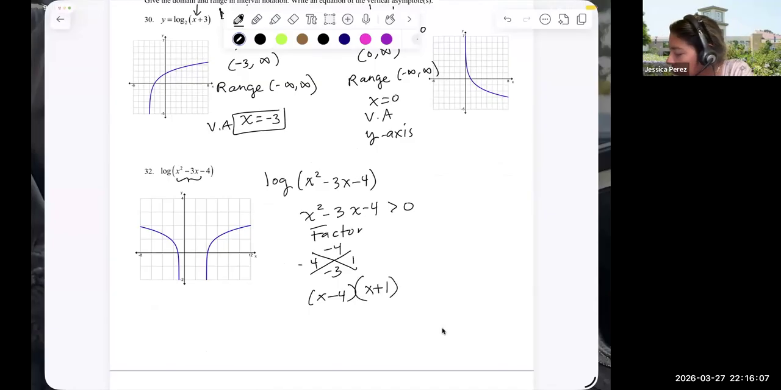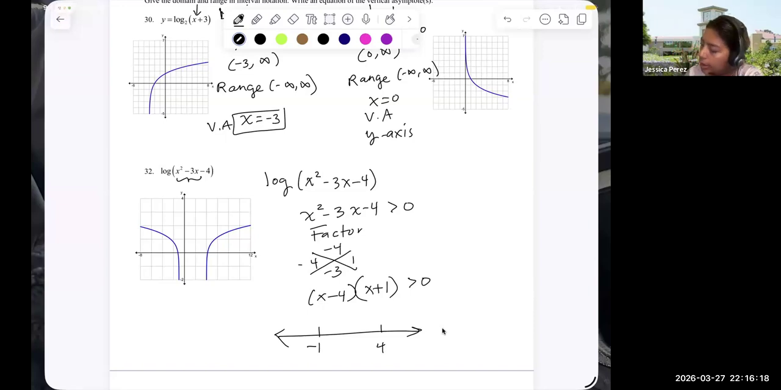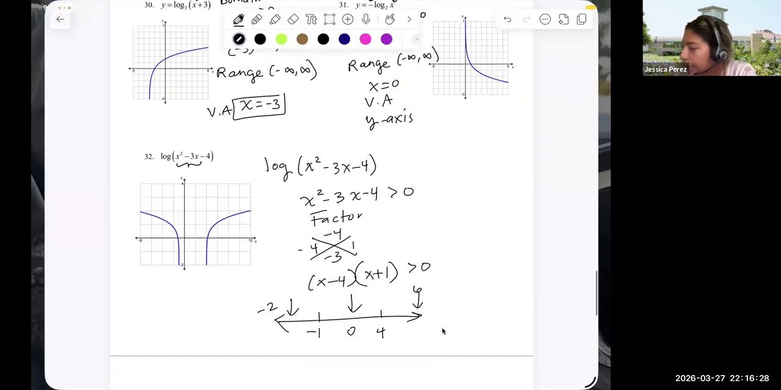These are all boundary points that you're going to be testing. So you're going to test negative 1, and then you're going to test 4. So you're going to test what's the interval in between. This becomes a quadratic inequality. So values like negative 2, 0, and 6. And then we're going to test the interval.